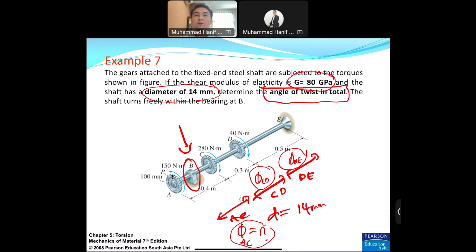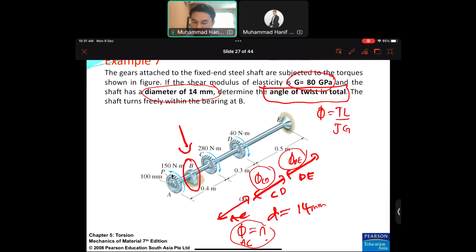Okay, if you keep getting confused or do not know how to proceed, I suggest you write down every single equation that you know. For example, the angle of twist is equal to TL over JG. So you can get something from this equation. For example, the length is given. This is the length, this is the length, this is the length: 0.4, 0.3, 0.5.